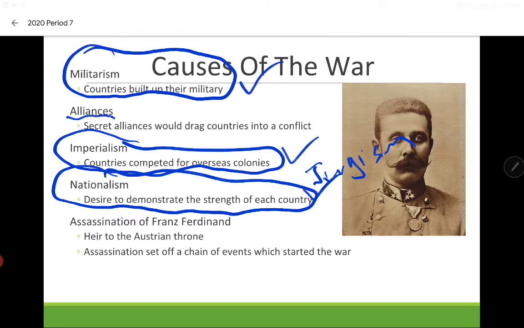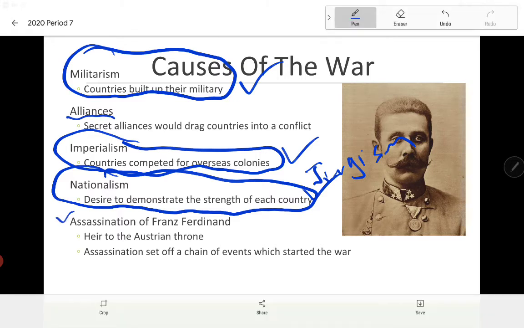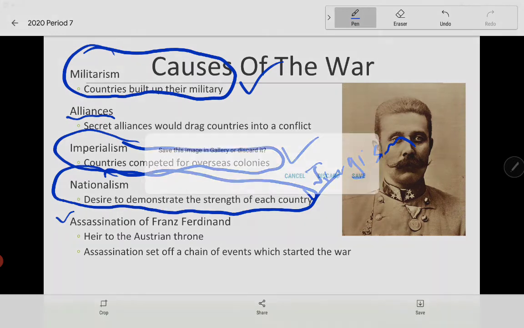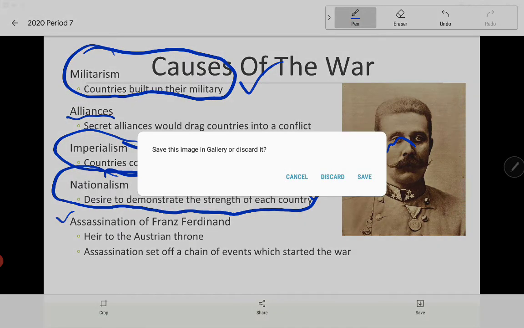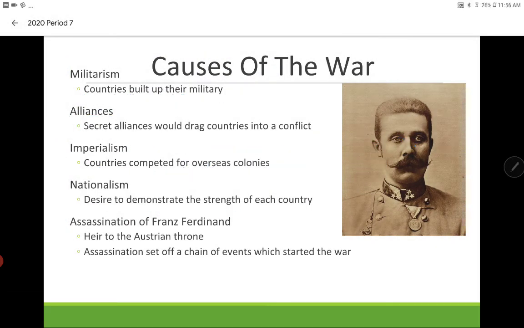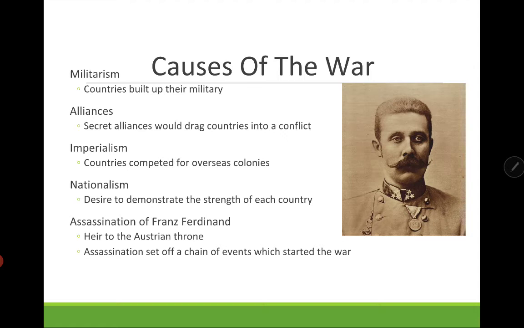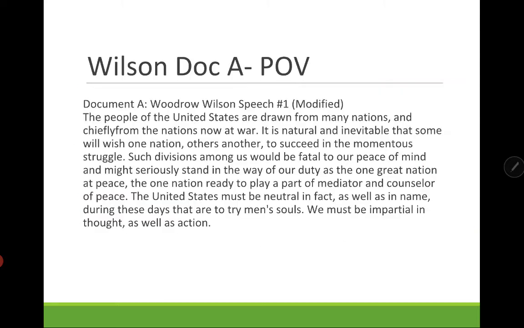We still avoid alliances. And the other question is, do we care about the assassination of Franz Ferdinand? Not a whole lot. While the rest of the world is engaged in these alliances, and lining up with the two sides after this assassination, the United States is like, hey, let's try to remain neutral. And so it is inevitable that some will wish one nation and another. Such divisions would be fatal to our peace of mind.